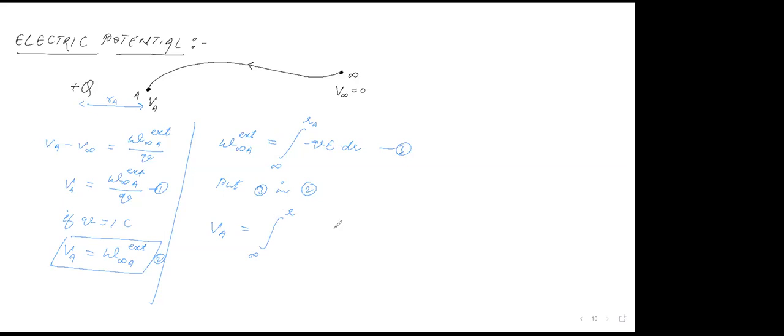Integration from infinity to RA of Q into E. Everything was correct, but just rearrange this equation: Q E dot dr over Q. Q is cancelled with Q. Finally, you get VA is equal to minus of integration from infinity to RA of E dot dr.